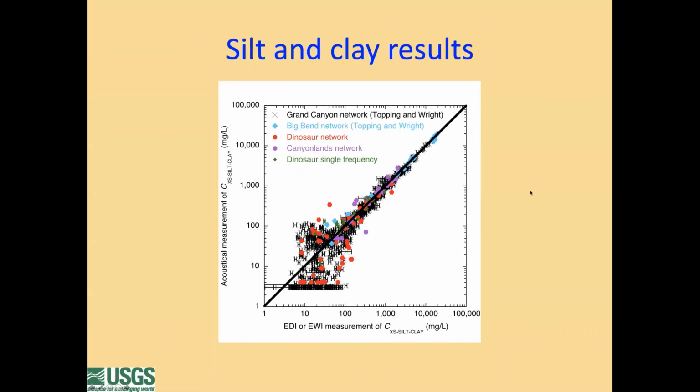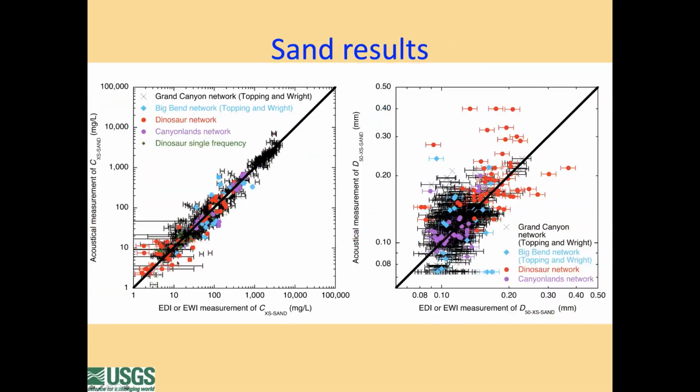Then when you compare the acoustical measurements for silt and clay against the actual measurements from the samples, you get things that look like this, where the error is much greater at lower concentrations, but it collapses at higher concentrations. A similar result for sand. And it also does fairly well for sand grain size too. The one thing to call your attention to here is that there's less than 1 order of magnitude of variation here, whereas we have 5 orders of magnitude here. So this doesn't look quite as good as this, but it's not bad.